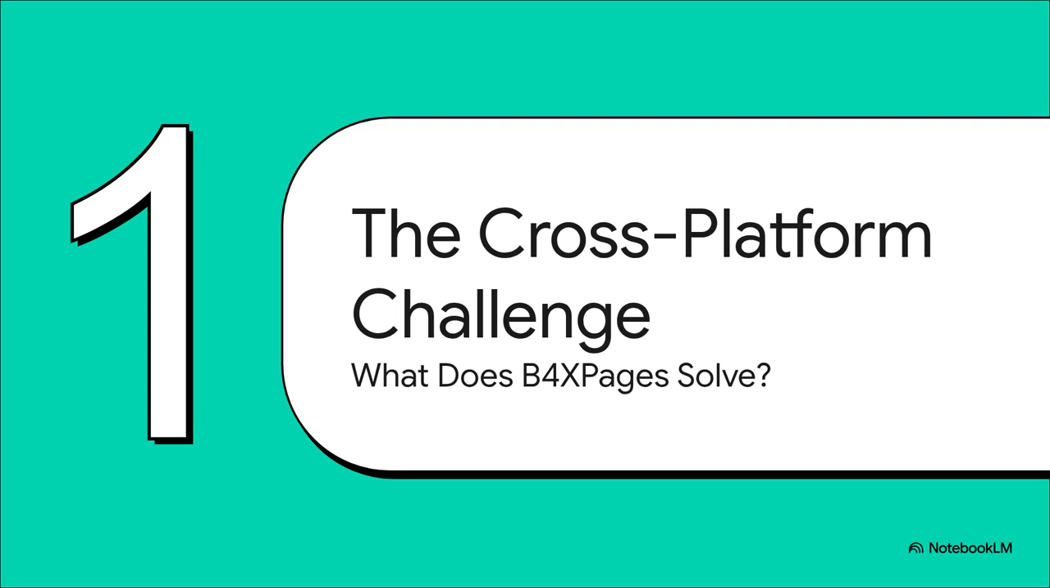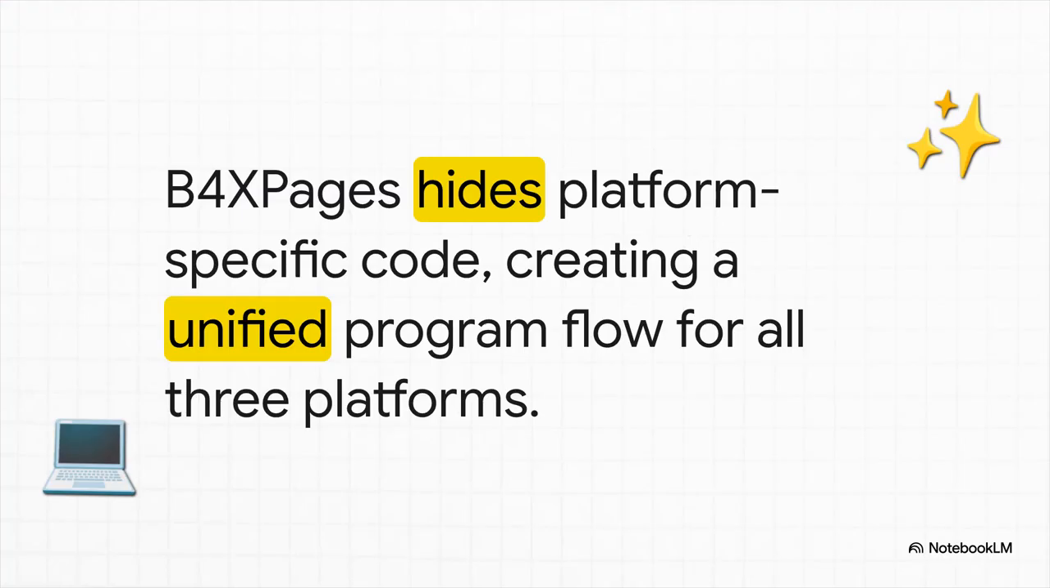Before we get into the nuts and bolts of how B4XPages works, let's get super clear on the problem it was actually built to fix. At the end of the day, it's all about making a developer's life easier. The big idea here is something called abstraction. Honestly, the best way to think about it is like this. B4XPages is a universal translator for your app. You write your app's logic in one language, and it handles the tricky conversations with Android, iOS, and the desktop. What you get is this one unified program flow, which means you can stay focused on the big picture, your vision, instead of getting lost in the technical weeds of each platform.